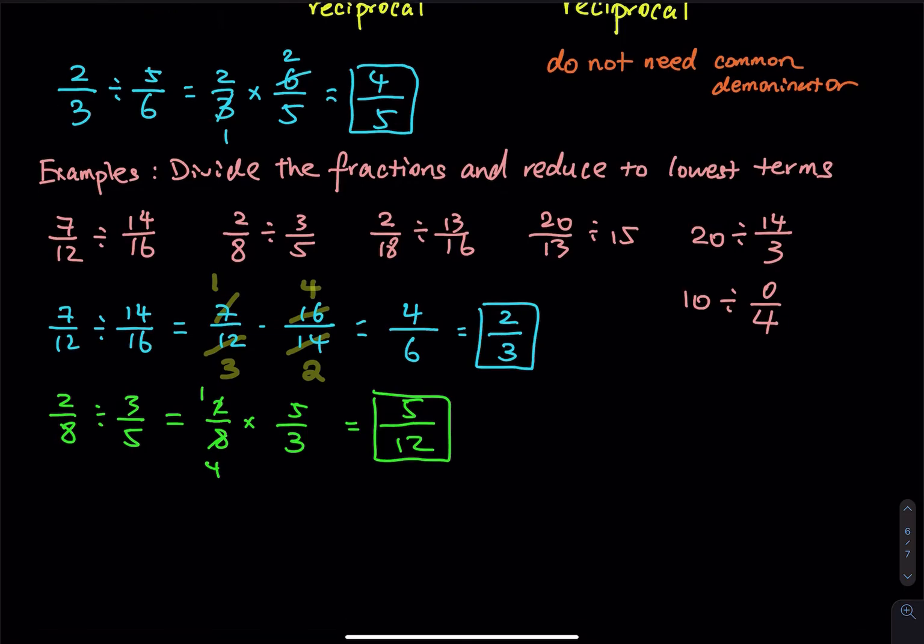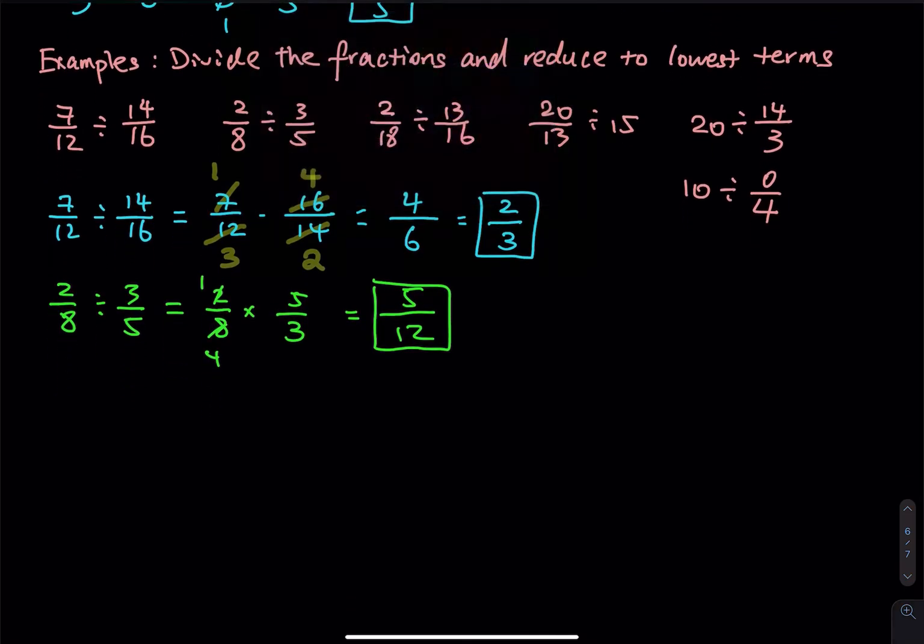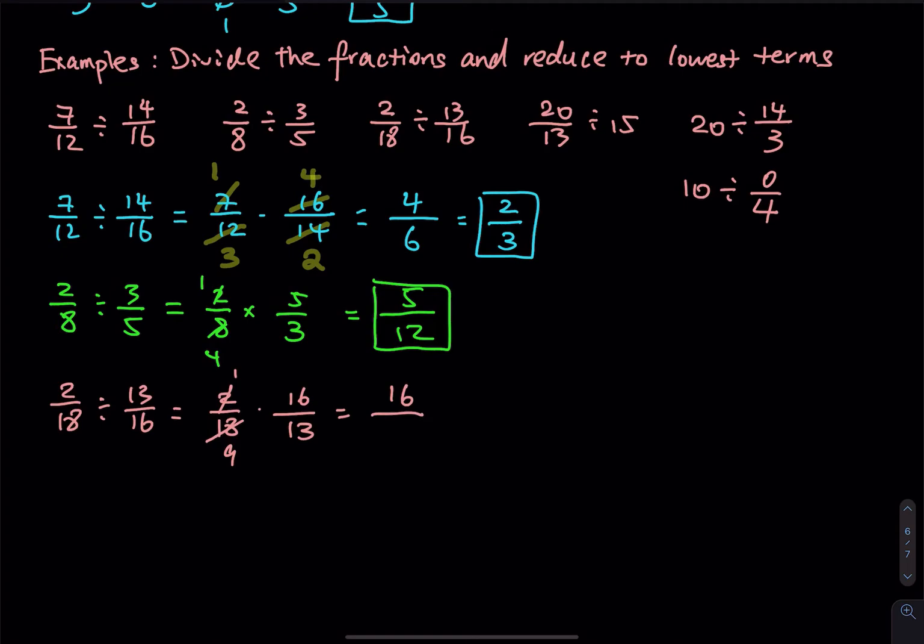The next one is 2 over 18 divided by 13 over 16. That is 2 over 18, and then you multiply by 16 over 13. Reduce them. 2 and 13, I don't think so. But the 2 and 18, yes, we can do some work there. 2 divided by 2 is 1, 18 divided by 2 is 9. 9 and 16, I don't think so. Then 1 times 16, 9 times 13, you have 16 over 117. So that's the next one.